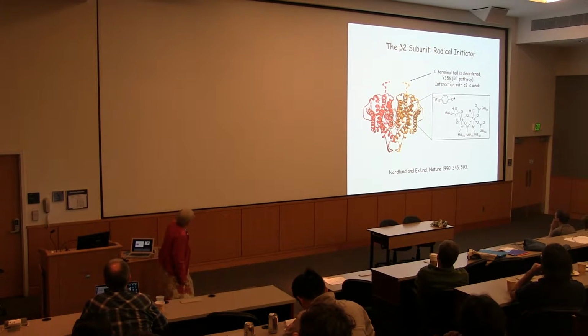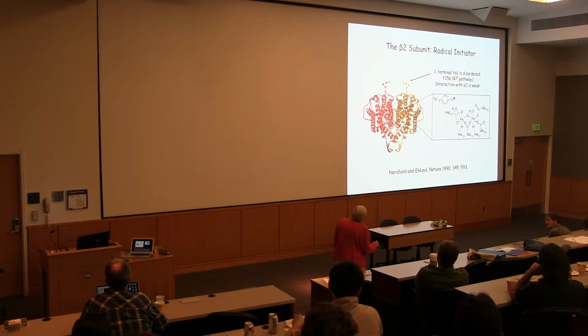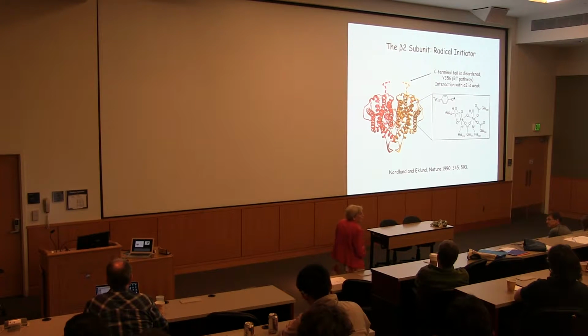Okay, so the second subunit is beta 2. It's also a homodimer. You can't see the little irons there, but deeply buried in this subunit is the diferric iron cluster, whose function, and we'll talk about it at the end, starting with iron and oxygen, is to oxidize tyrosine 122 to the tyrosyl radical.